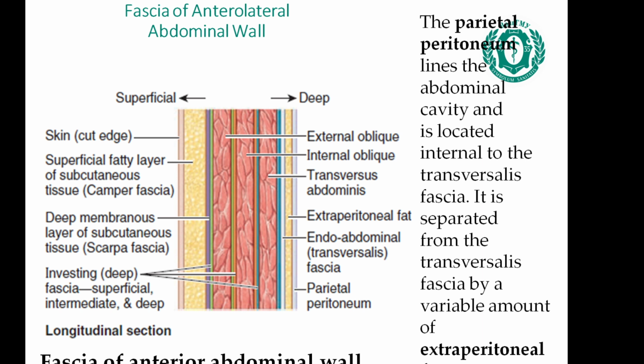The parietal peritoneum lines the abdominal cavity and is located internal to the transversalis fascia. It is separated from the transversalis fascia by a variable amount of extraperitoneal fat. This picture also shows you the layers of the abdominal wall: skin, subcutaneous tissue, muscles, 3 layers of oblique muscles, then extraperitoneal fat, and of course transversalis fascia, extraperitoneal fat, and parietal peritoneum.